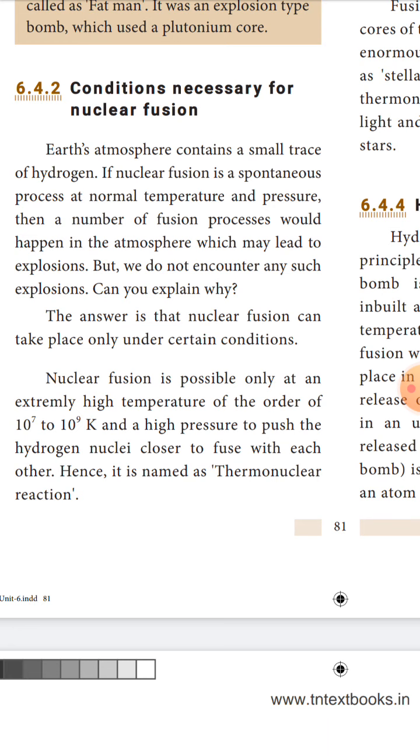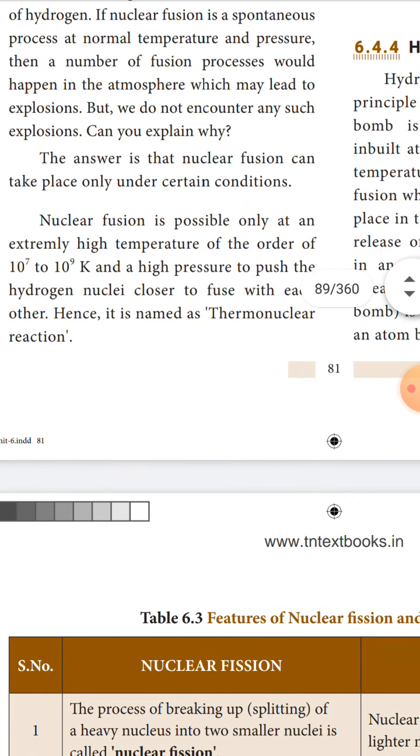Can you explain why? The answer is that nuclear fusion can take place only under certain conditions. Nuclear fusion is possible only at an extremely high temperature in the order of 10 power 7 to 10 power 9 K, and a high pressure to push the hydrogen nuclei closer to fuse with each other. Hence, it is named thermonuclear reaction.